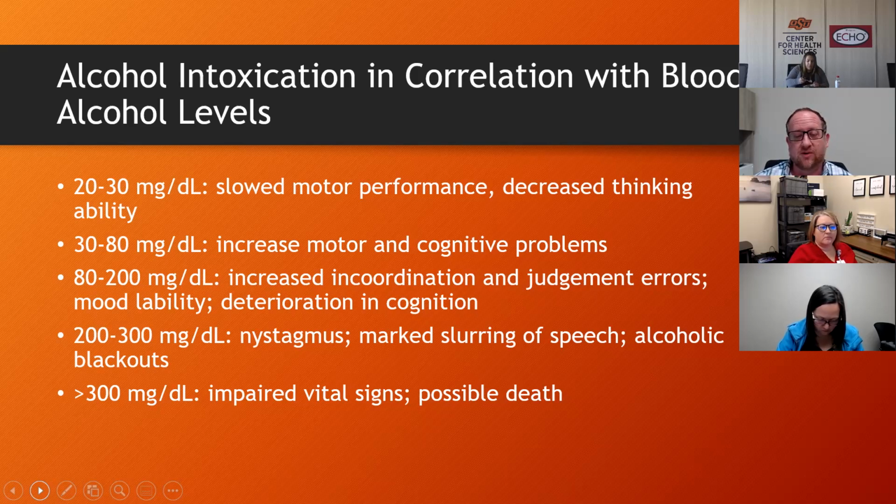In the 80 to 200 milligrams per deciliter range, you have incoordination and are more likely to make judgment errors. Your mood's more likely to be labile or fluctuating, and can lead to significant deterioration in your cognition. In the 200 to 300 milligram per deciliter range, people are really drunk at this point, where you get that slurred speech, that nystagmus. They're usually walking, stumbling around, and in this range they can start to have what we call alcoholic blackouts, which are amnestic episodes that people have when they're drinking higher levels of alcohol. And once you get to more than 300, death is possible by alcohol intoxication.